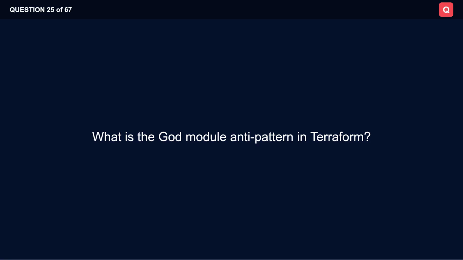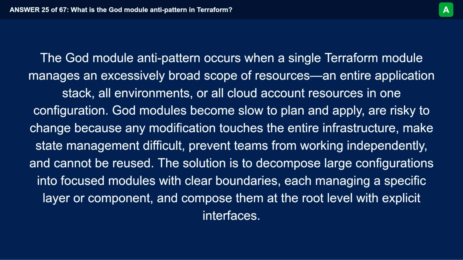What is the God module anti-pattern in Terraform? The God module anti-pattern occurs when a single Terraform module manages an excessively broad scope of resources, an entire application stack, all environments, or all cloud account resources in one configuration.